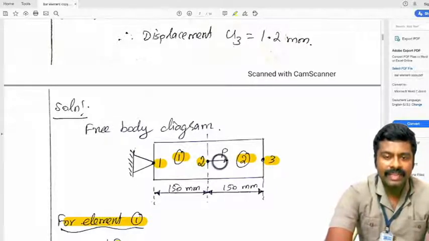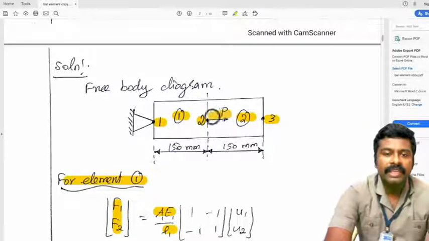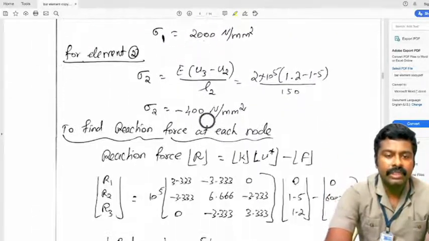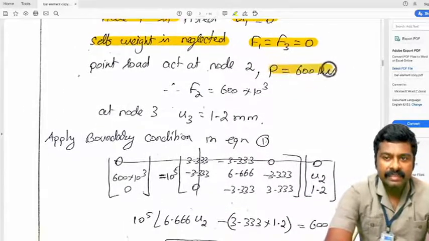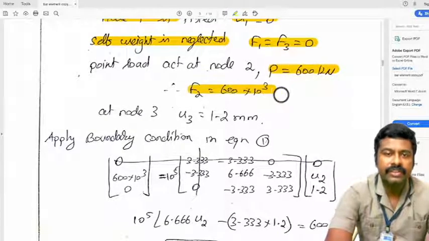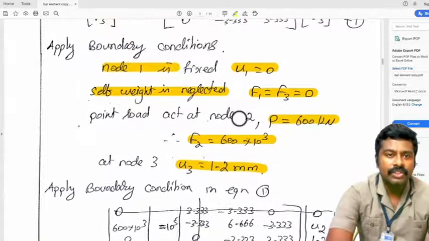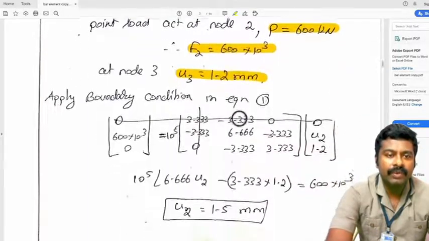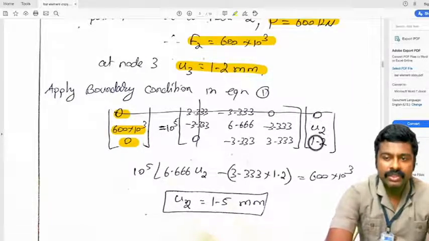But at node 2 there is a point load acting, therefore F2 is not equal to 0. Therefore we put the value F2 equal to load equal to 600 kilonewton. Therefore F2 equal to 600 into 10 cube. At node 3 we already found u3 equal to 1.2 mm. Substitute all the values in the global equation. F1 equal to 0, F3 equal to 0, and F2 equal to 600 into 10 cube, and u1 equal to 0, u3 equal to 1.2.